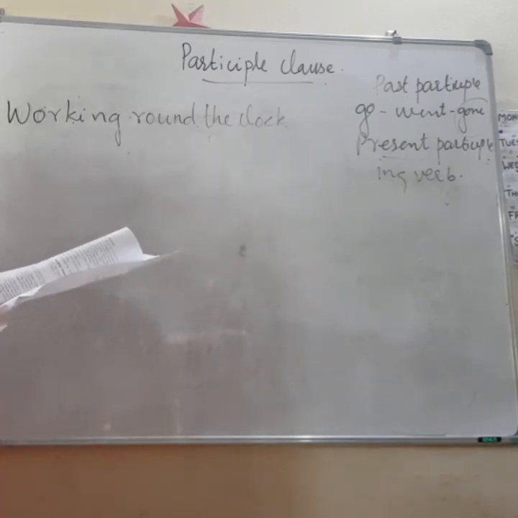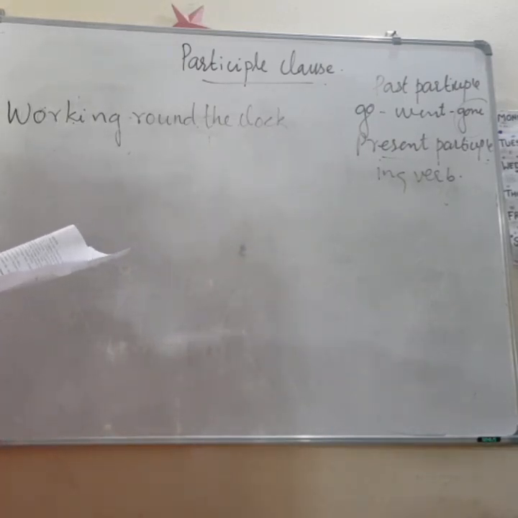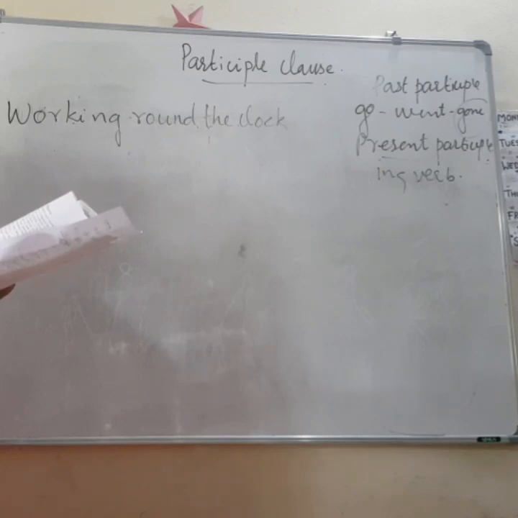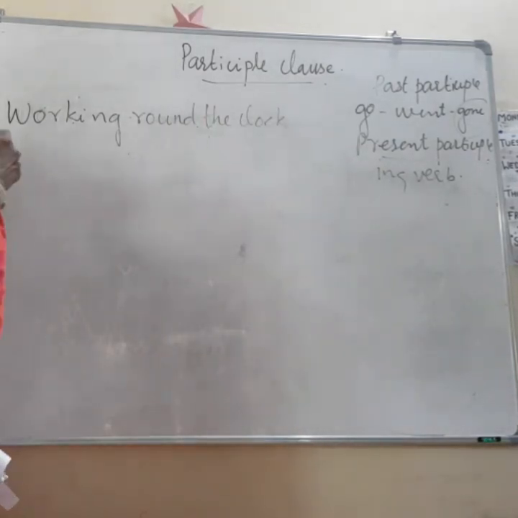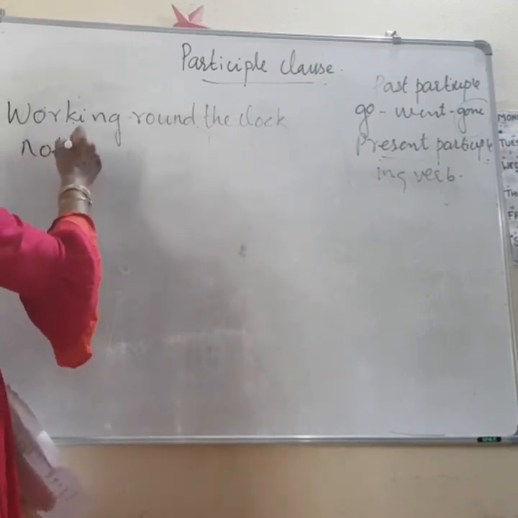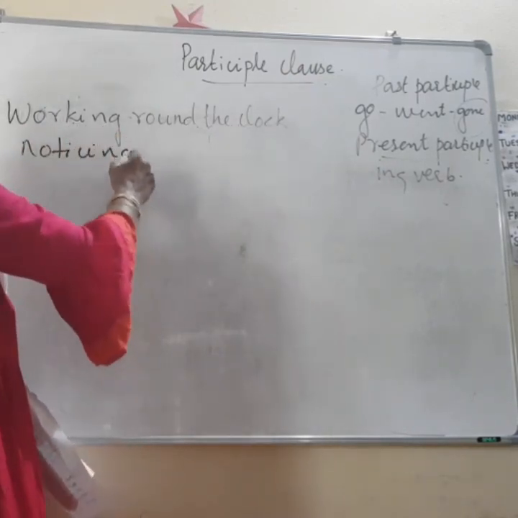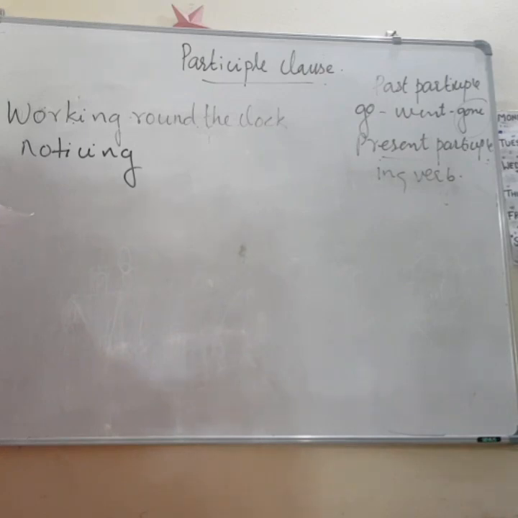Second one, you see: she watched the sunset above the mountain. Inside the bracket: she noticed the colors blending softly into one another. Which is the verb there? Noticed. So how will you write? Noticing, the ing form of the verb. That is, noticing the colors blending softly into one another.